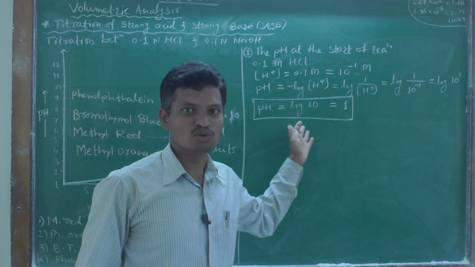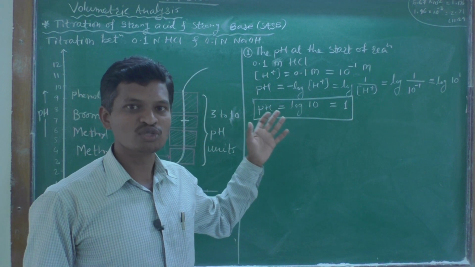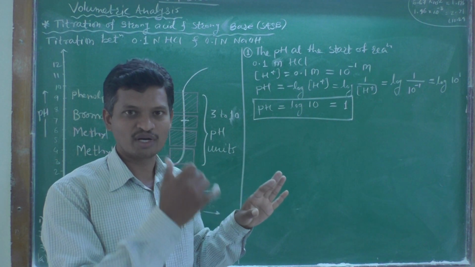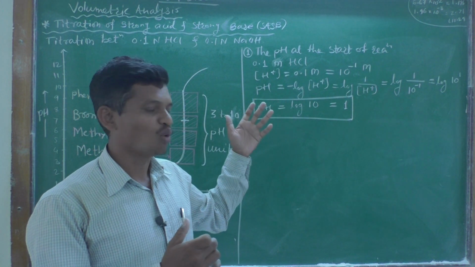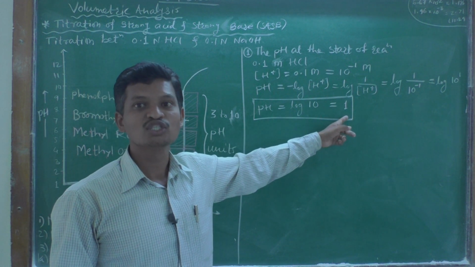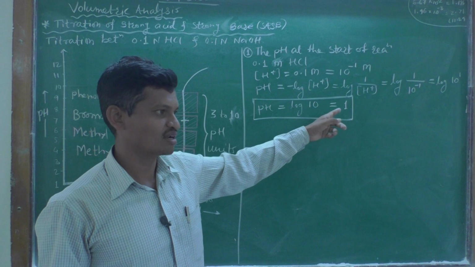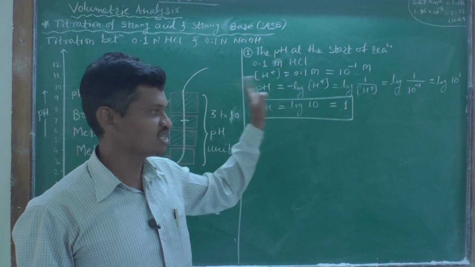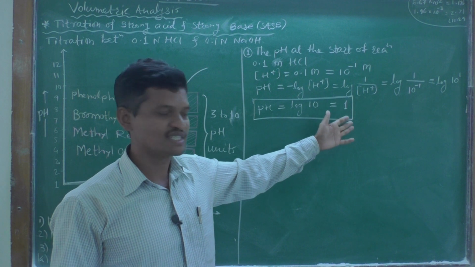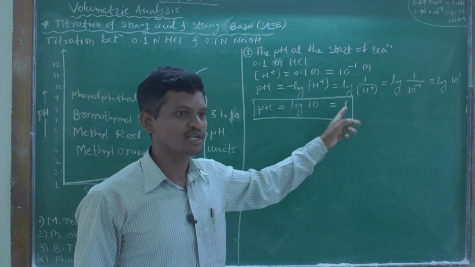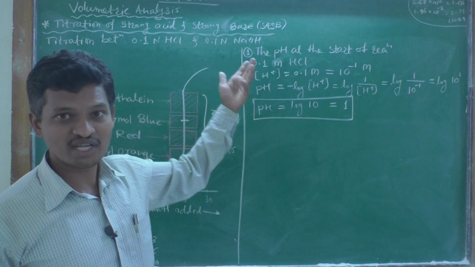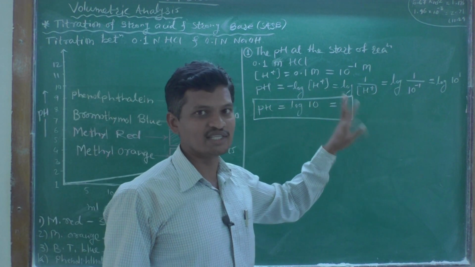Here the solution in our conical flask is only HCl; we haven't added any sodium hydroxide from the burette. So we have only the acid HCl, and hence the pH is 1, which means it is strongly acidic in nature. The pH range of 1 to 6.9 is acidic, and as the pH is 1, it is strongly acidic. That's why we know that HCl is a strong acid, and that's why the pH is 1 at the start of the reaction.